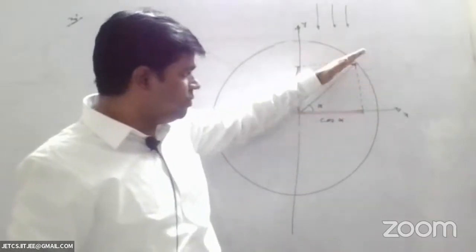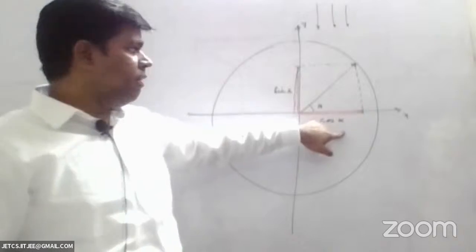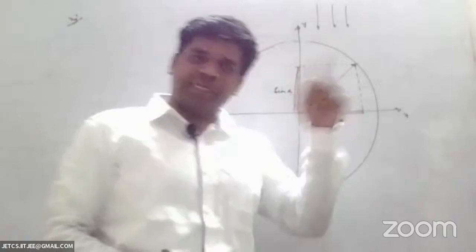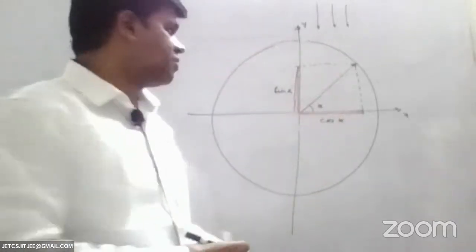Where we are measuring alpha from, that line, so this is cos alpha. Whereas perpendicular to this line is this one. This is sine alpha. Shadow on the vertical line is sine alpha. Shadow on the horizontal line is cos alpha.